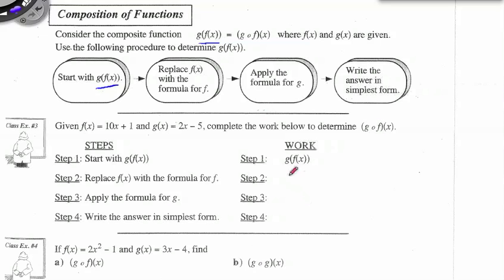So let me take you through that here. Notice we've been given two functions, 10x plus 1, 2x minus 5. We're going to start, it's saying determine basically g of f of x, this guy here. So start with that. So here it is. The method we're using is these steps here, which we actually have been using up till now. So they're just writing it down for us. Replace f of x with the formula for f. So still have g. And what is f of x? F of x is 10x plus 1.